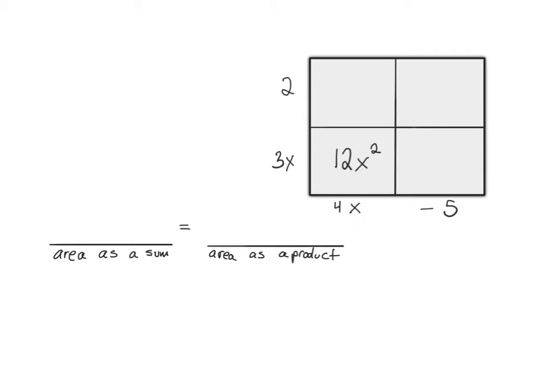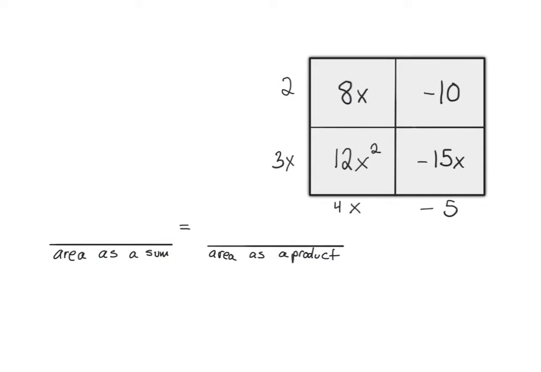Now I continue to fill in the areas of the 3 remaining boxes. 2 times 4x is 8x. 3x times negative 5 is negative 15x. And last but not least, 2 times negative 5 is negative 10. Great, so now we have what we need to write our area as a sum and our area as a product. We're going to do the area as a sum first.